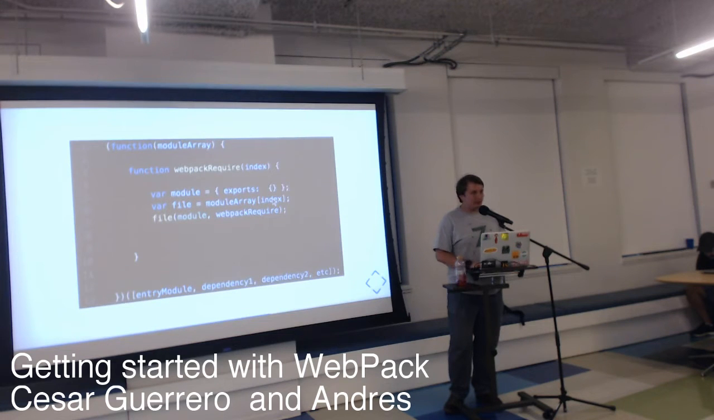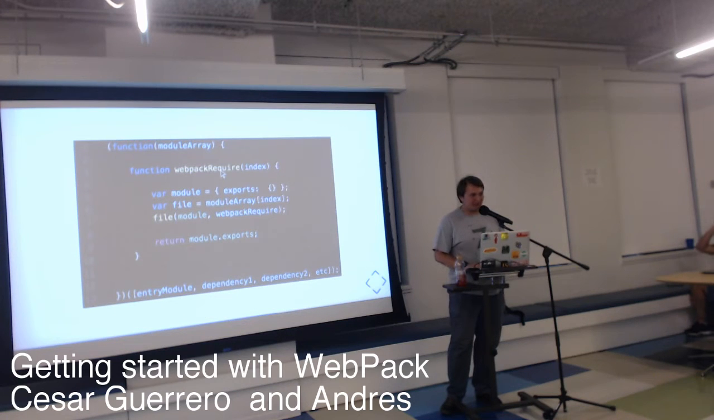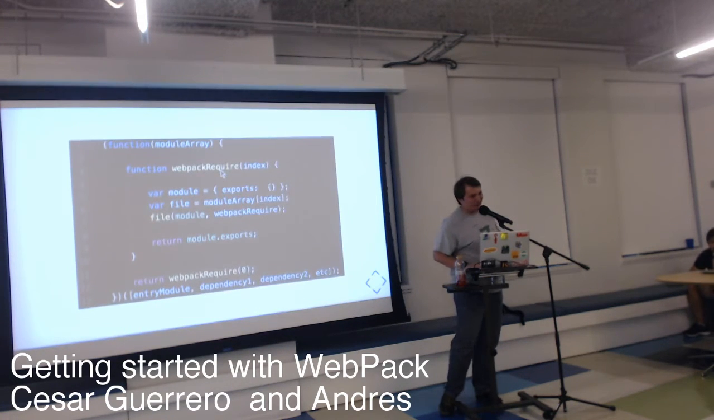After that, we are going to invoke the function that we have wrapped first. So remember that we wrap all our files in a function, and we are sending module and Webpack require. This module is the object that we have created here in line 5, and Webpack require is the same function, so it's just calling itself. Then we are going to return module.exports, and then we are going to do the Webpack require with the first, that is the entry module.